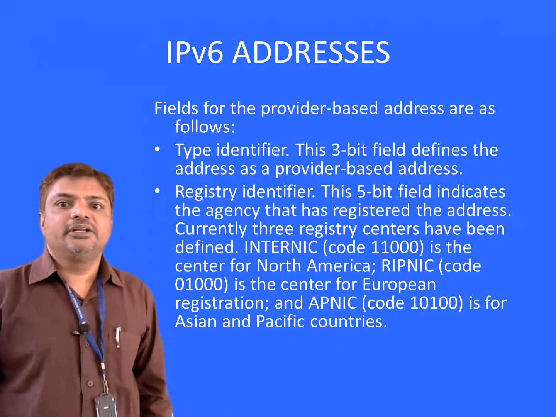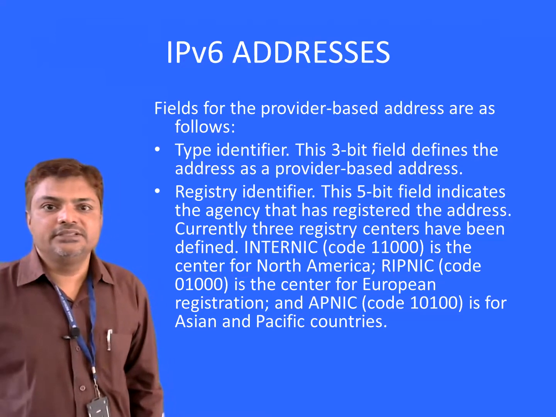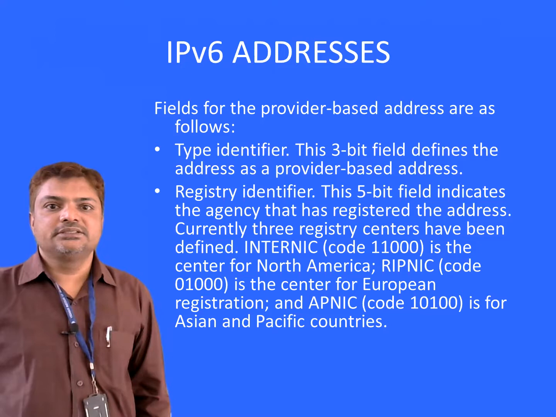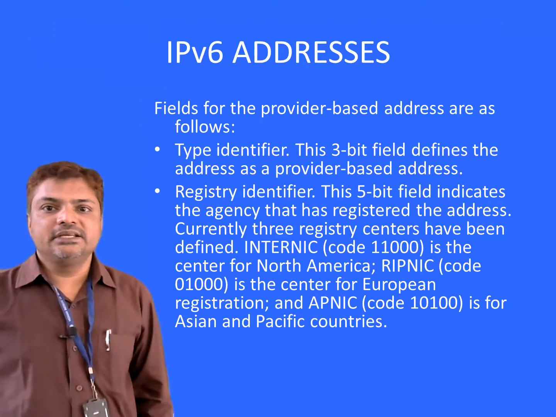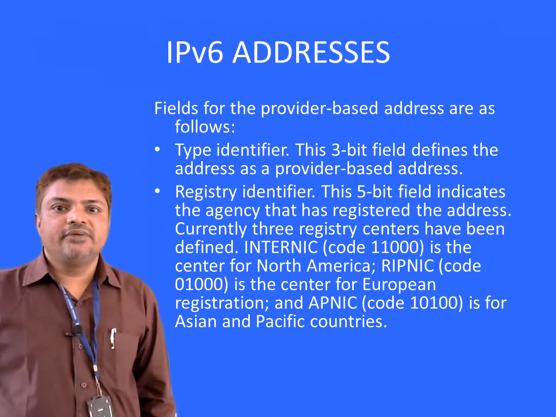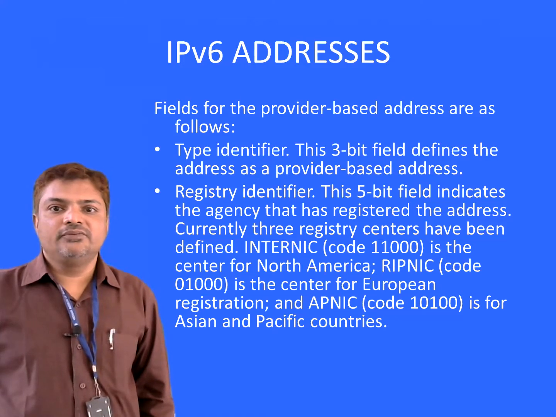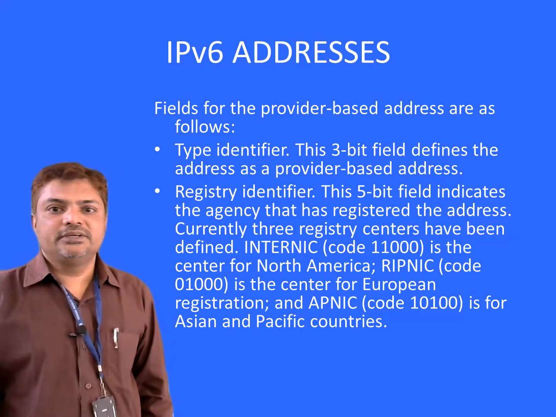The fields for the provider based address are as follows. Type identifier: this 3-bit field defines the address as a provider based address. Registry identifier: this 5-bit field indicates the agency that has registered the address. Currently, 3 registry centers have been defined. InterNIC, code 11001, is the center for North America. RIPE NCC, code 01000, is the center for European registration, and APNIC, code 10100, is for Asian and Pacific countries.